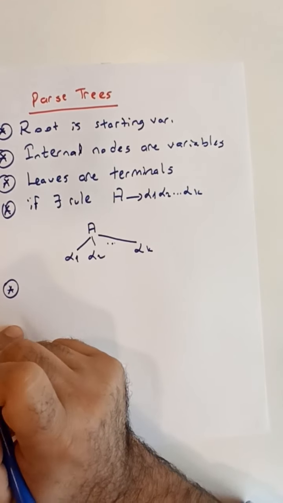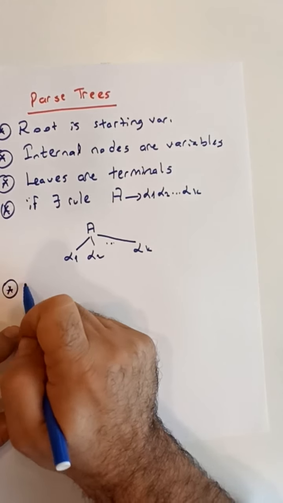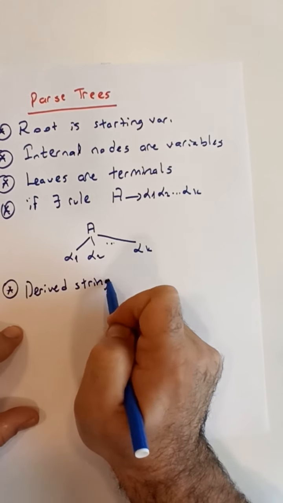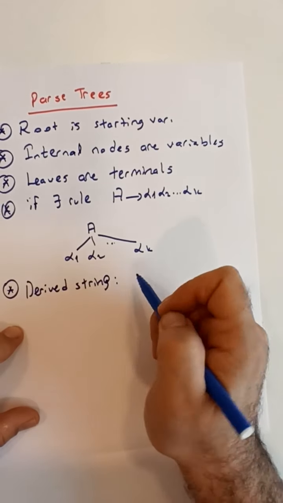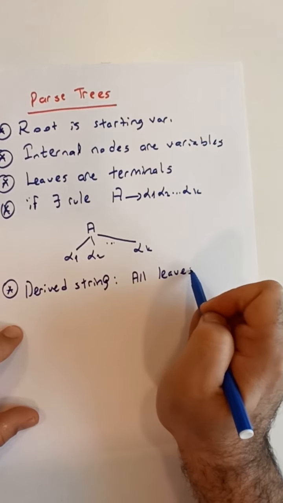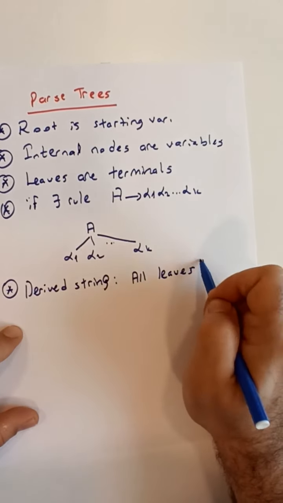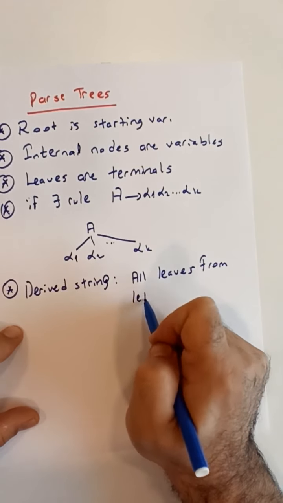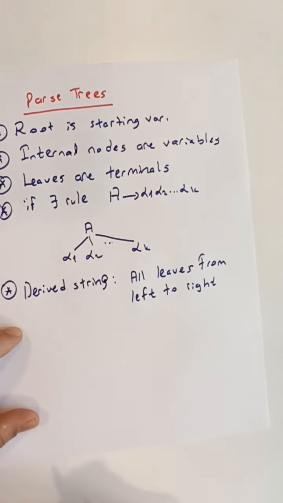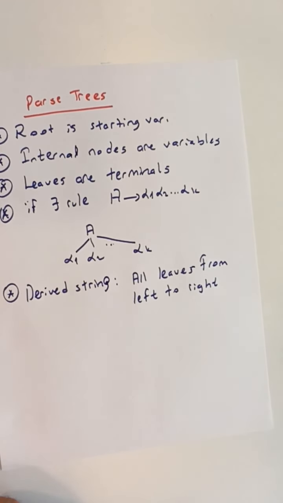And how do we define a derived string using parse trees? A derived string will correspond to all leaves. Remember that leaves correspond to our terminals. All leaves read from left to right. Let's just give a simple example.